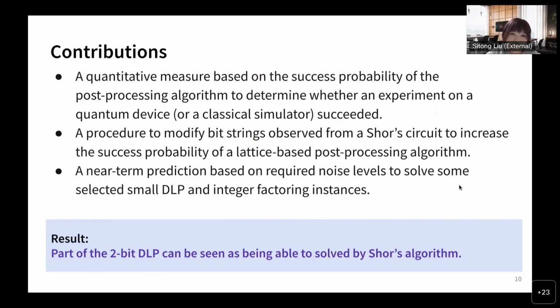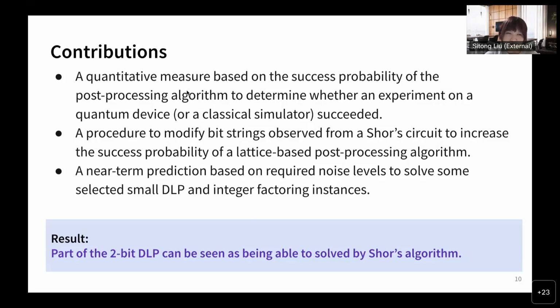We have run different sizes of the discrete logarithm problem, which relates to factoring large integers. We ran the 2-bit and 3-bit discrete logarithm problem using Qiskit on the IBM backends to see which size of the problem can be seen as solved, and which size cannot be solved by the near-term device. In other words, we tested the scalability of the discrete logarithm problem.